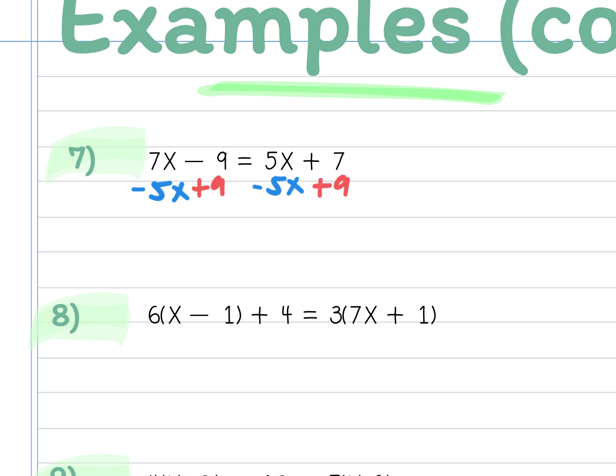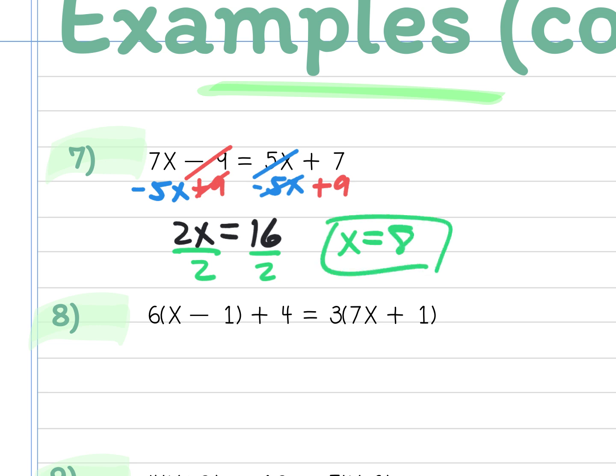Because then what cancels? Well, on the right, 5x minus 5x is going to go away. And on the left, minus 9 plus 9 is going to go away. So then we're left with 7x minus 5x, which gets you 2x, and then 7 plus 9 is going to get you 16. And the last thing you want to do is divide by 2. Divide both sides by 2, we get x equals 16 divided by 2, which is 8. Nothing new there.